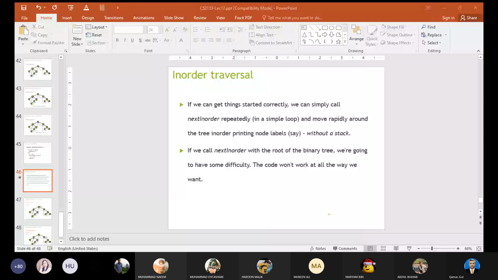So we have to resolve this situation that with the root node this next in order function is not working properly. The code is not following the right direction. So what is the solution? The solution is that we have to introduce a dummy or any node which is not actually the part of this sub tree, which is not actually the part of this tree.